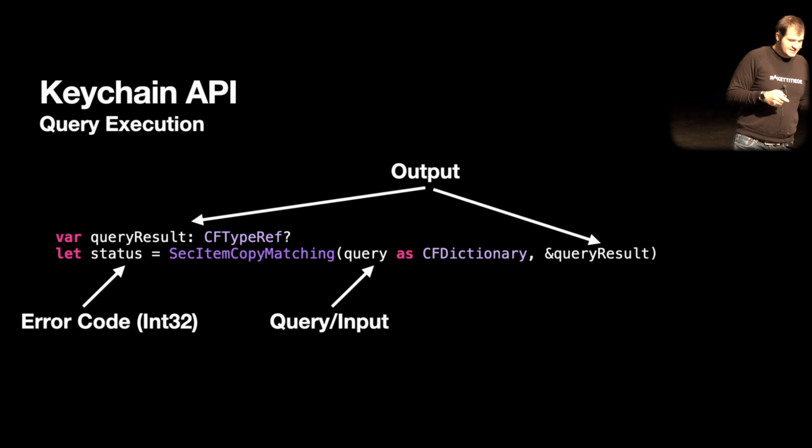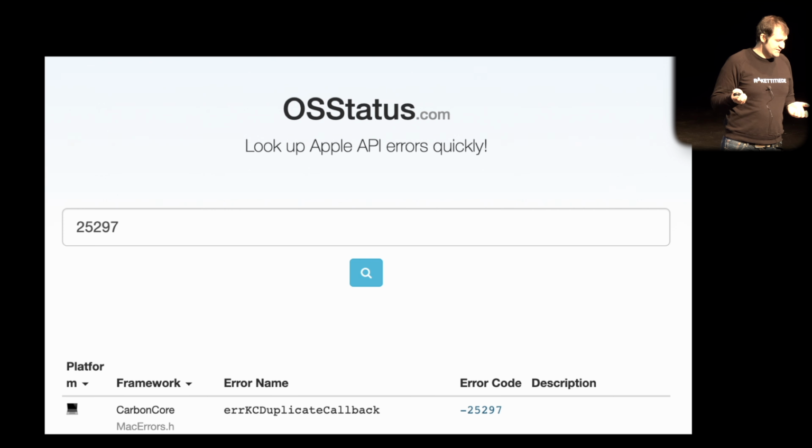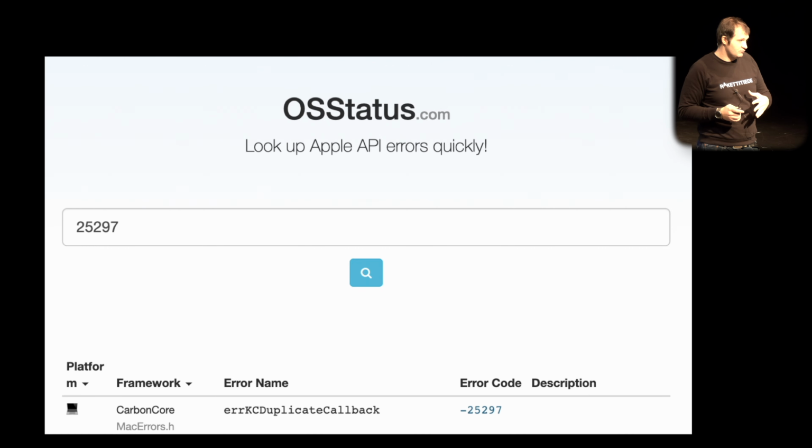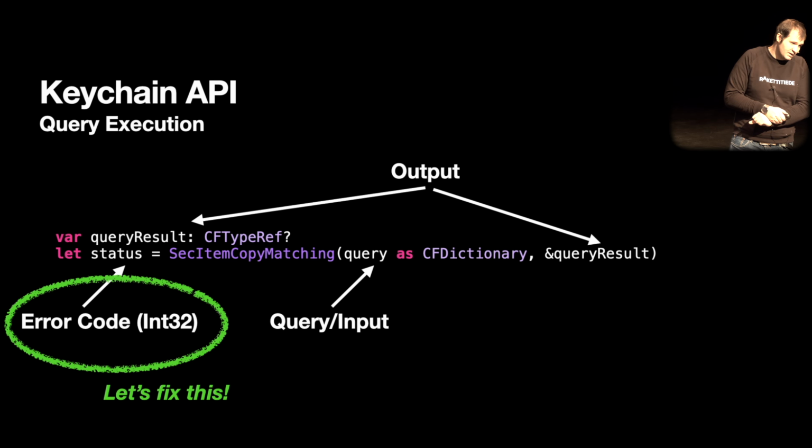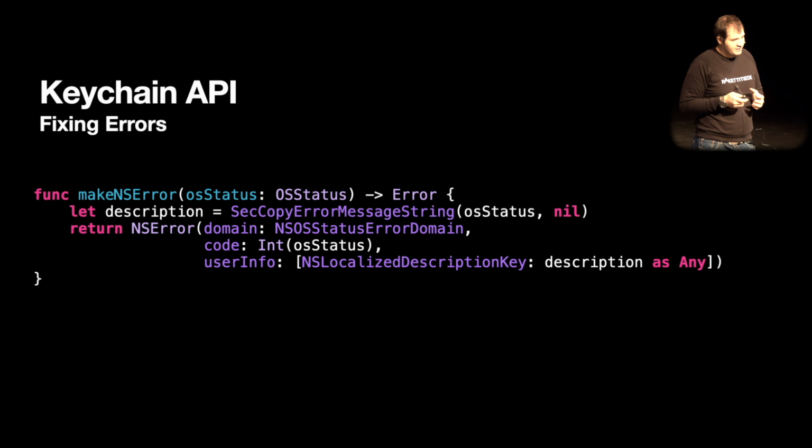The error code you get is something like this. You can look it up. There's even a website called OS Status where you can get a meaningful, user-friendly description of this error. Let's fix this first. I would prefer to make this an object-oriented API so that I can have a keychain object and get a method to understand what this error is all about. Fortunately, there is already a way to do that.